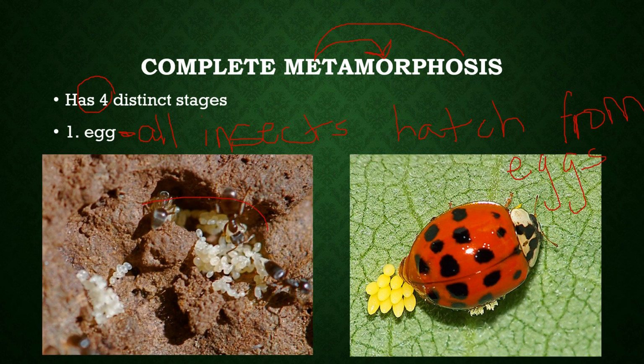On the left side, this picture here, we actually have a picture of ants and ant eggs. Most people don't know that ants actually have a complete metamorphosis. It's pretty interesting. And then on the right side, we have the ladybug laying its eggs, again on the underside of the leaf, I believe. And that's another example of an insect that has a complete change. Pretty cool. In a minute, we're going to see a picture of the ladybug pupa, and it actually looks pretty stinking awesome.